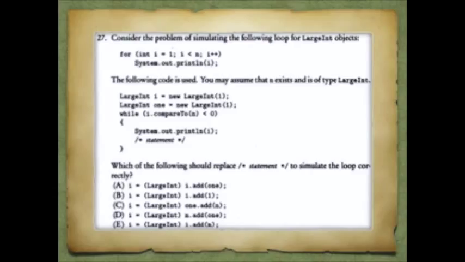We let I call the add method, and the add method will receive the parameter ONE. After we call I.add of method ONE, we converted it back to large int, and after we converted it to large int, we use I to receive it because I belongs to type large int. Okay, so which of the following should replace a statement to simulate the loop correctly? That should be choice A because we just mentioned.